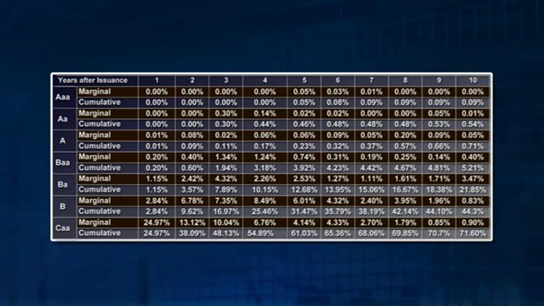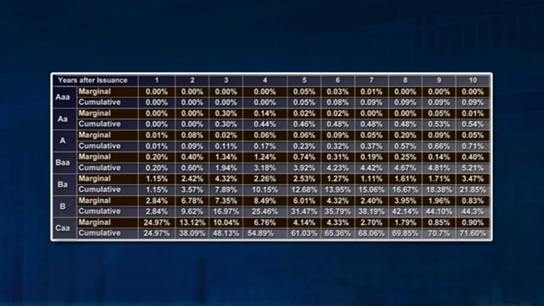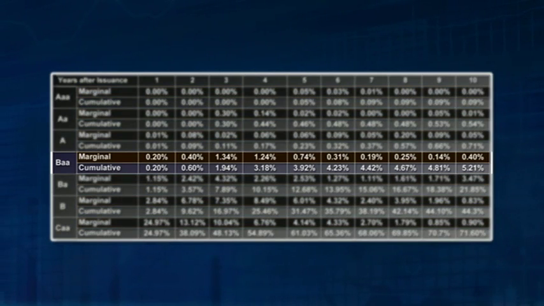Down the side is the credit rating, the best rating at the top falling to the worst rating at the bottom. The numbers in the matrix answer the following question. For a bond originally issued at rating X, what is the probability that it will default within Y years? For concreteness, let's think about the row associated with the BAA rated bonds. The entry under the 1 year column specifies the probability that a bond rated BAA, when issued, will default within a year after it was issued.